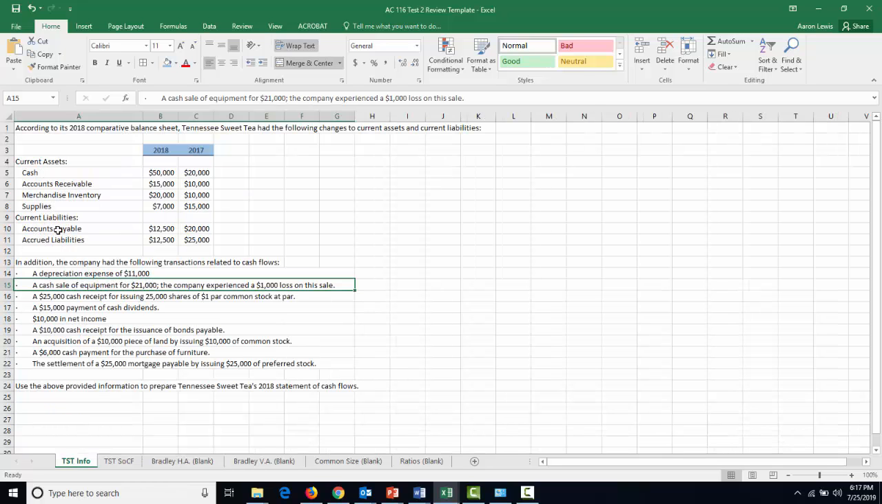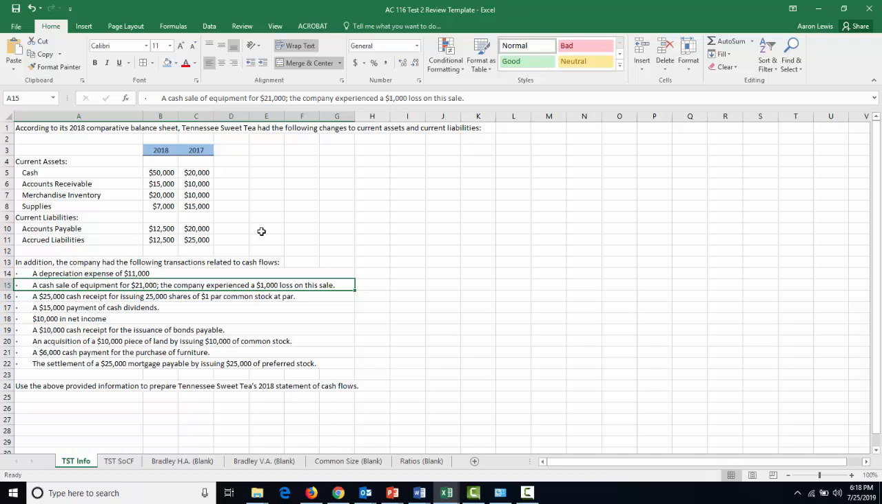From our information, we can see that we have two: accounts payable and accrued liabilities. Things like rent payable, utility payable, interest payable, taxes payable, all of those are considered accrued liabilities. They didn't want to make you go through 17 accounts, so I just gave you one account called accrued liabilities. But let's start with accounts payable. We had $20,000 at the end of 2017. It is down to $12,500 now. It's a $7,500 decrease in accounts payable.